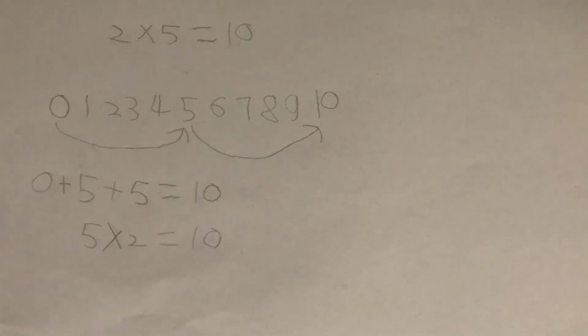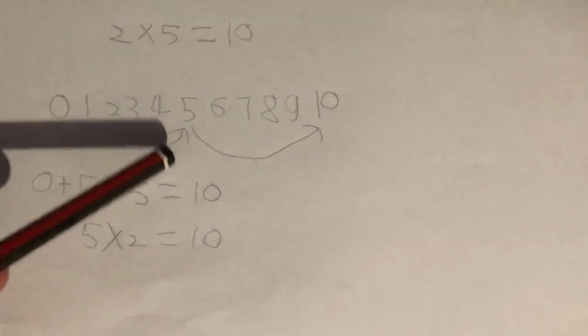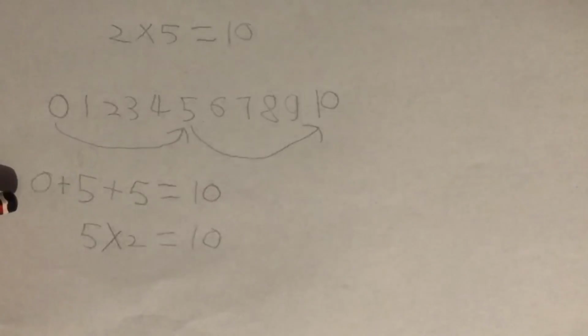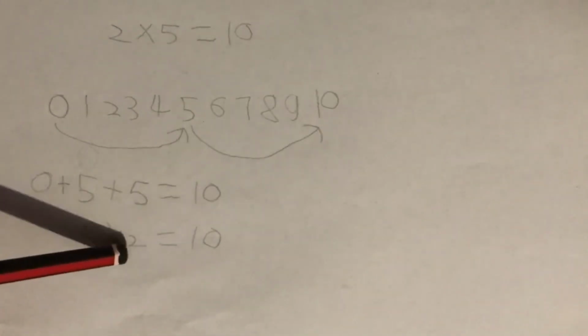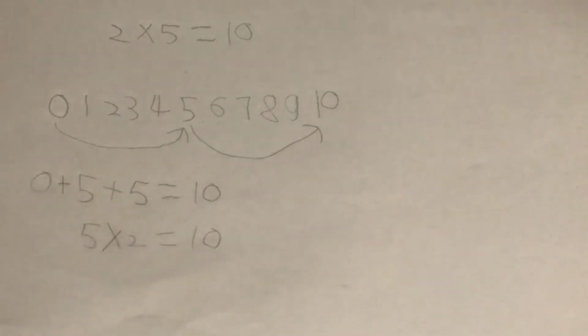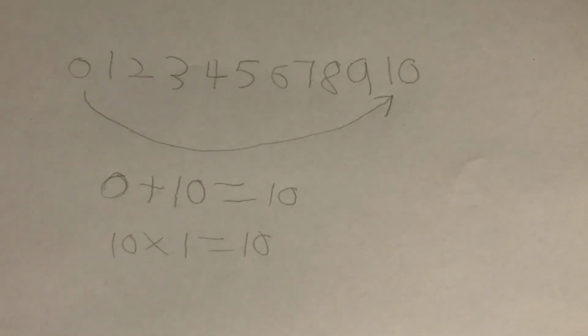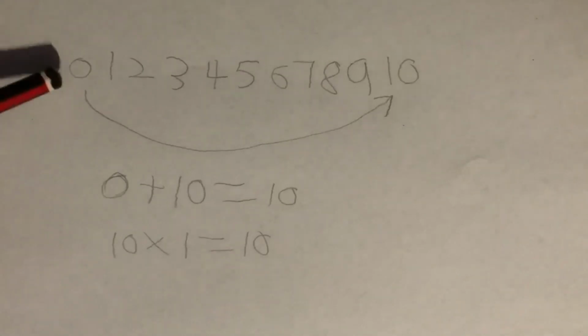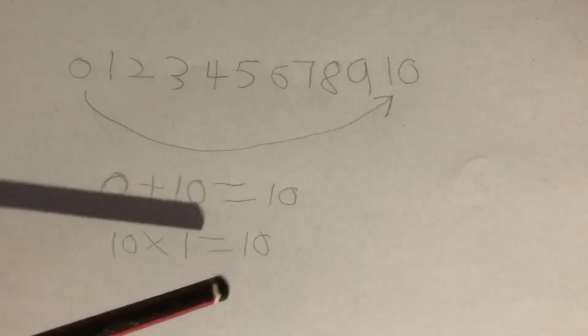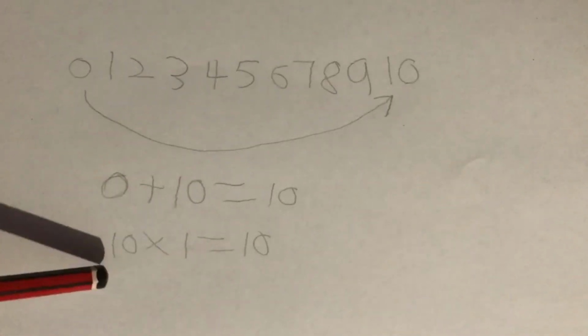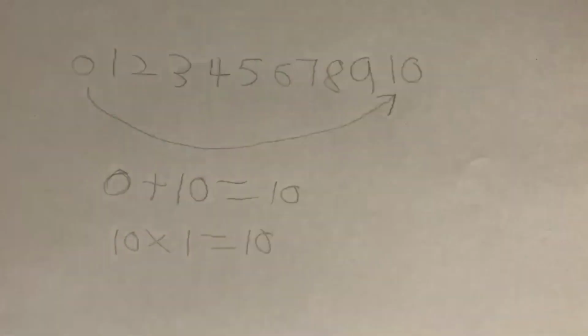It is still possible to count faster if we count in step sizes of 5. So 0, 5, 10, equivalent to 0 plus 5 plus 5 equals 10, or 2 steps of 5 equals 10. And the crazy thing is we can just count to 10 in one step by counting in steps of 10. So 0, 10, equivalent to 0 plus 10 equals 10, or 1 step of size 10 equals 10.